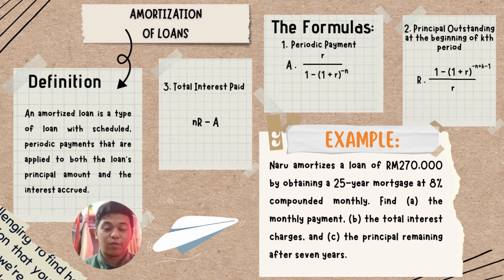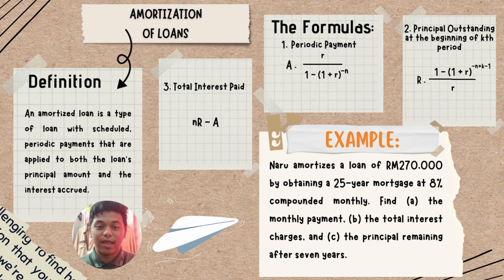The periodic payment formula is R equals A multiplied by i divided by 1 minus (1 plus i) to the power of negative n. Next is the principal outstanding at the beginning of the K-th period formula, which is R multiplied by 1 minus (1 plus i) to the power of negative (n plus K minus 1), divided by i. And lastly, the total interest paid formula, which is n multiplied by R minus A.